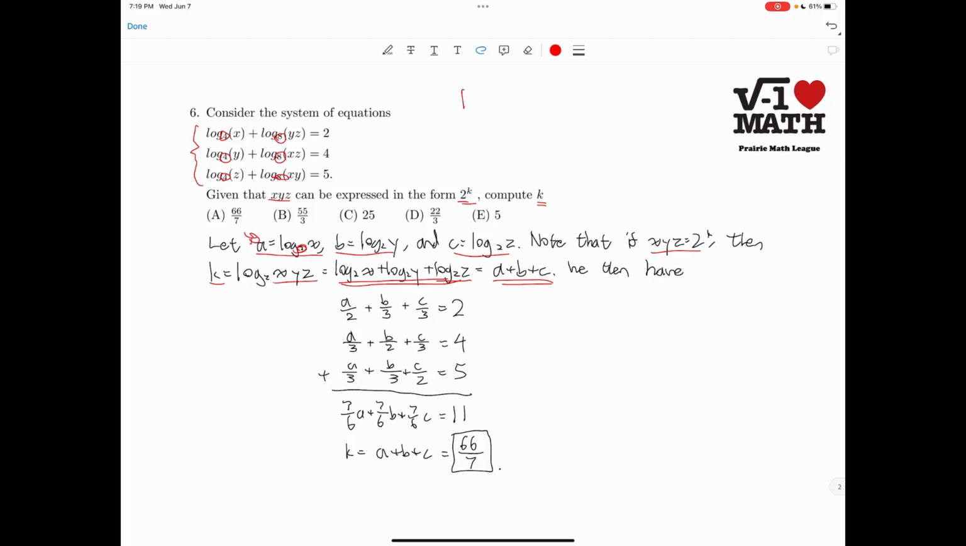Now, notice that log base 4 of x is equal to log base 2 of x divided by log base 2 of 4 by the base change rule. Now, this is 2, so this becomes a over 2 here. And we can do a similar thing here, only that now we have to take the log base 2 of 8 in the denominator, which is 3.